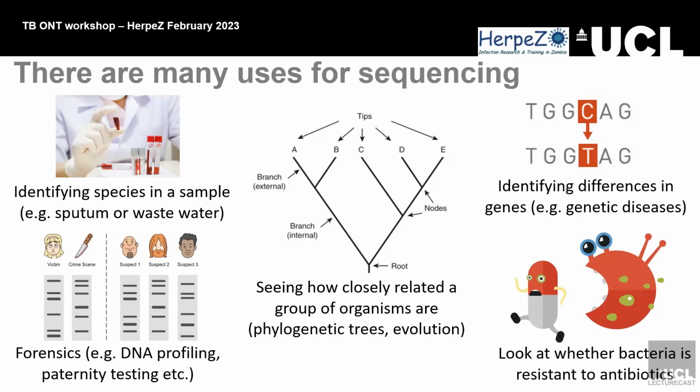So you can determine the species of something. You can determine the relatedness of different organisms to each other. You can identify mutations that confer different characteristics to organisms. For example, in bacteria, we're talking about mutations that confer resistance. So using sequencing, you can determine all of these things.